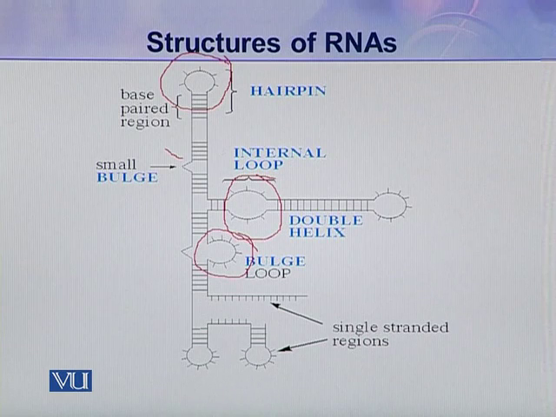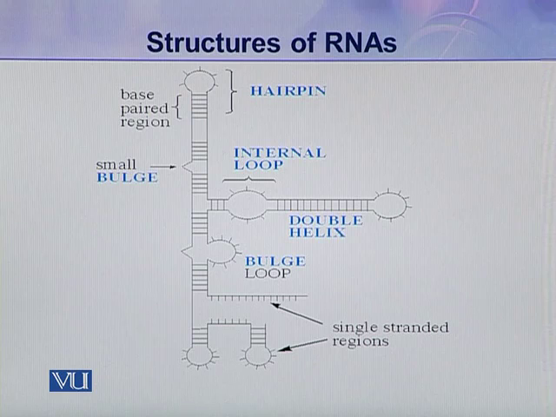So at some points it is double helically coiled, at some points it is single stranded. So in this way a number of secondary conformations may be present in a ribonucleic acid.